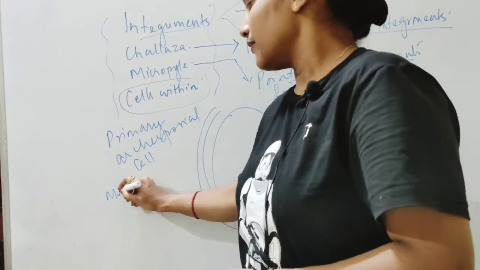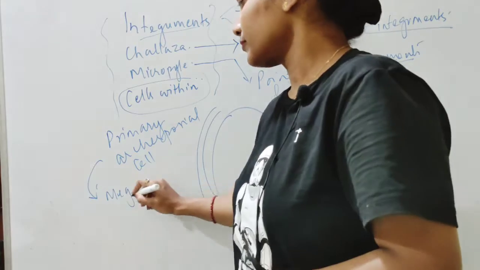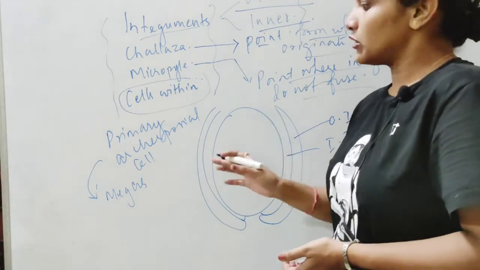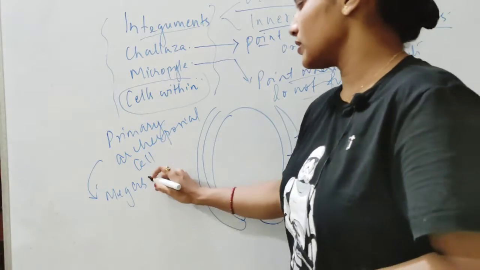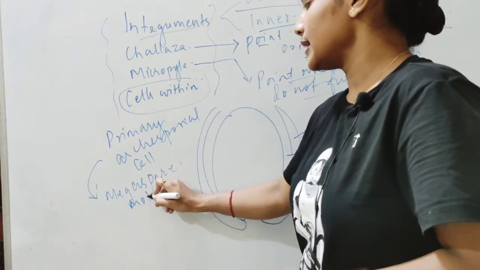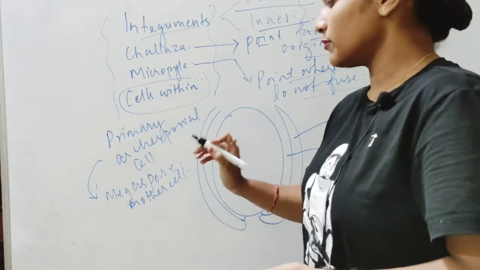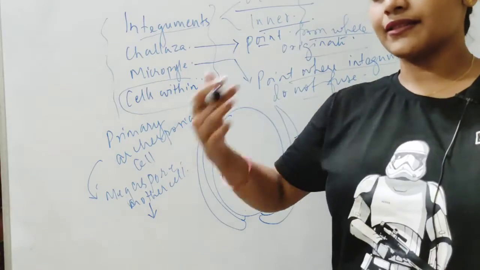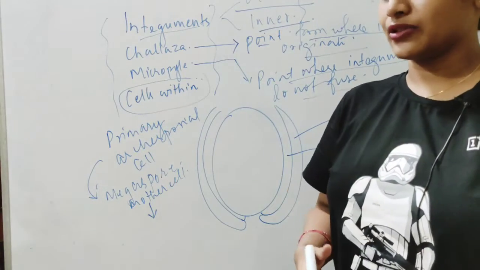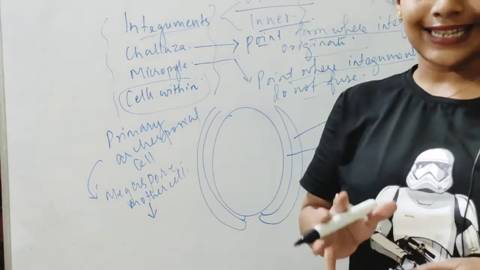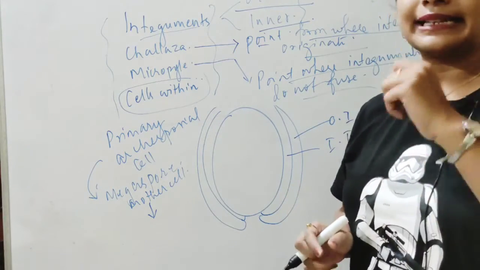Always remember, when we talk about pollen, we use the term microspore. When we talk about the ovule or the gynoecium, we use the word megaspore. So the megaspore mother cell, after repeated mitotic and meiotic divisions, gives you a total of 8 cells. Now we'll see how those 8 cells come.